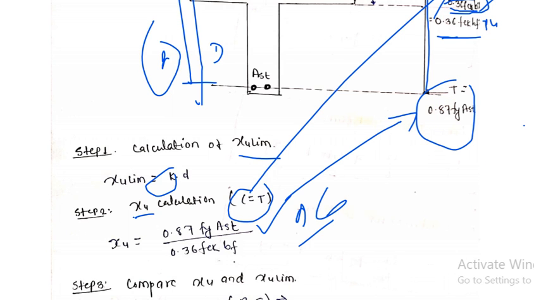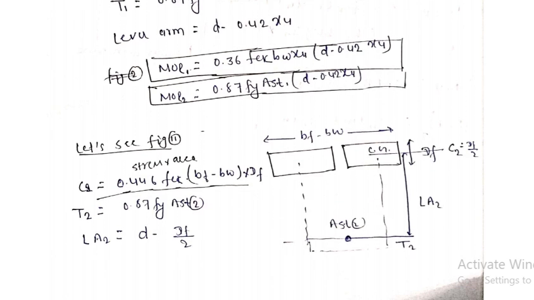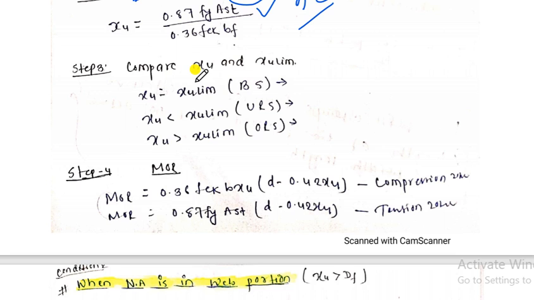So in step 3, if you compare XU and XU limit, then if XU is equal to XU limit, if both are equal, then that will be a balanced section. That section is balanced. If XU is less than XU limit, then that will be an under-reinforced section. If XU is greater than XU limit, then that will be an over-reinforced section.